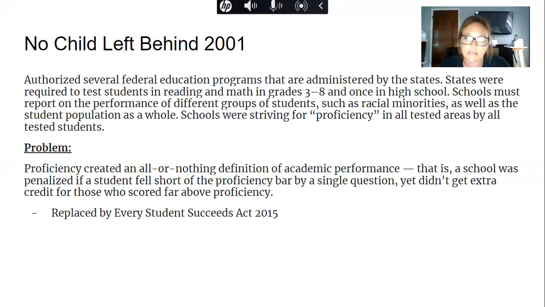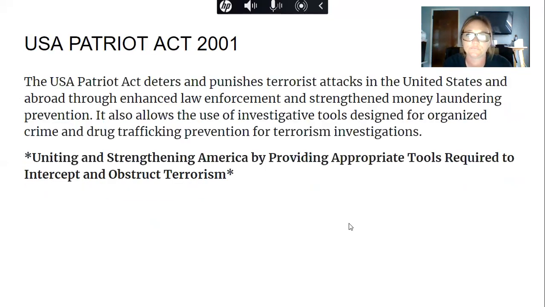Like it says here, schools were penalized if a student fell short of the proficiency bar, but they didn't get any extra credit or extra points if kids scored well above the proficiency mark. So there were lots of flaws in this. Eventually, No Child Left Behind is replaced by an act called Every Student Succeeds, in 2015 under President Obama. And it just makes adjustments to the No Child Left Behind plan.